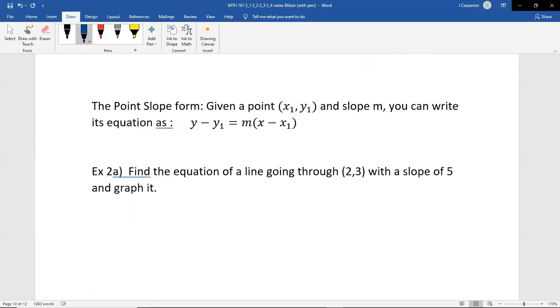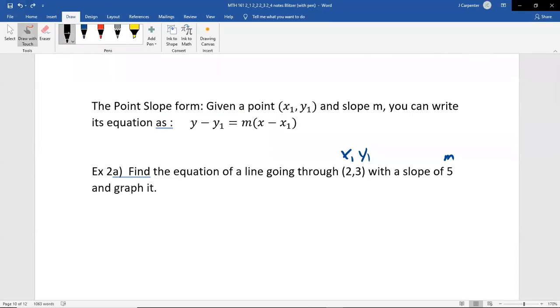Okay. So let's start identifying information. What is what? 2, 3, 5. What are these numbers? Well, the point (2, 3), that's our x1 and our y1. That's the point. The slope is 5. It literally tells you the slope is 5. But what letter do we associate with slope? The slope is m. So that would be our m. Those are the 3 numbers that we're going to plug into this formula right here.